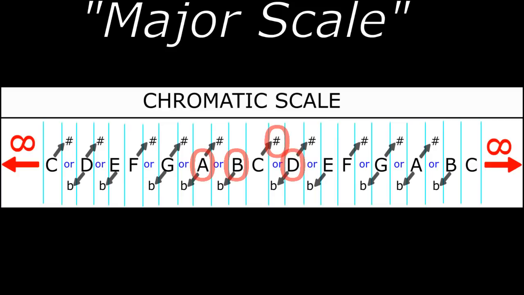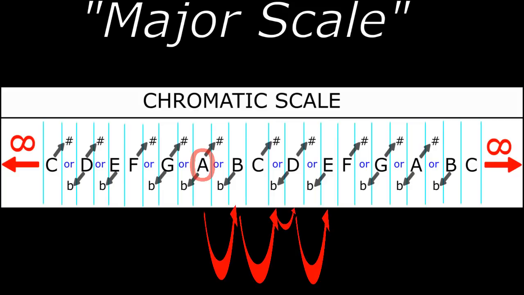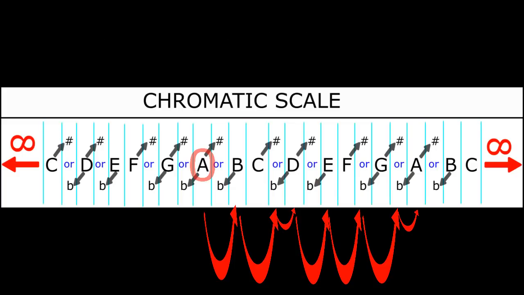Then you go up a whole step, whole step, whole step, and then a half step. So from the starting note, we go whole, whole, half, whole, whole, whole, half. That's a starting note, 2 whole steps, and then a half step. Then 3 whole steps and a half step. So in between those steps, that's where the notes are landing.